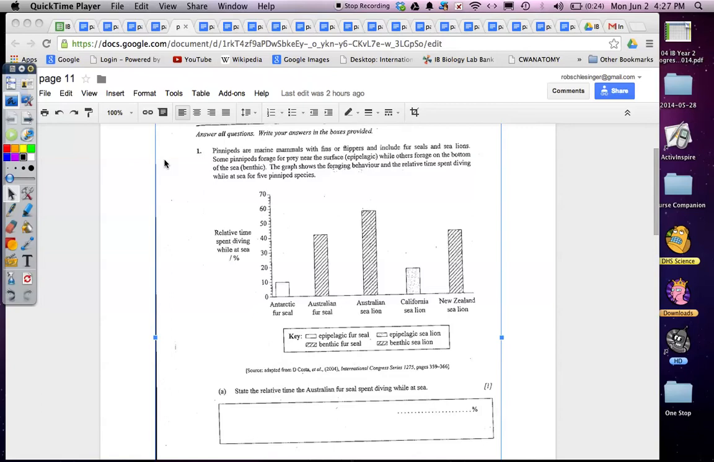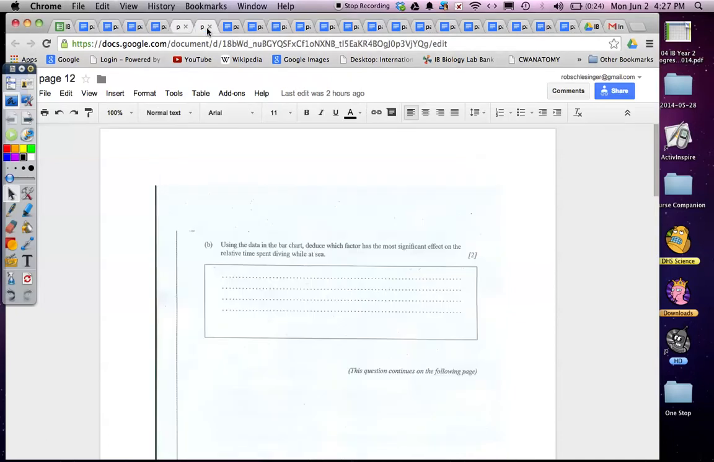So for this first question, everyone did really well. State the relative time the Australian fur seal spent diving while at sea. I think it was something like 45 seconds or something along those lines. However, when we moved into the second one, people really had trouble. The question asks, using the data in the bar chart, deduce which factor has the most significant effect on the relative time spent diving while at sea.